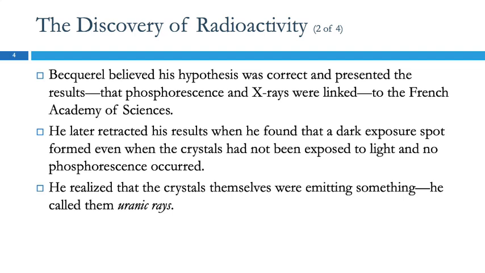What caused him to do that is that he discovered that that dark exposure spot formed even if the crystals had not been exposed to light and there was no phosphorescence. So there was something about the crystals that were exposing the photographic plate, and it had nothing to do with the phosphorescence. The crystals themselves were emitting something. Those crystals had uranium in them, and so he called these uranic rays.